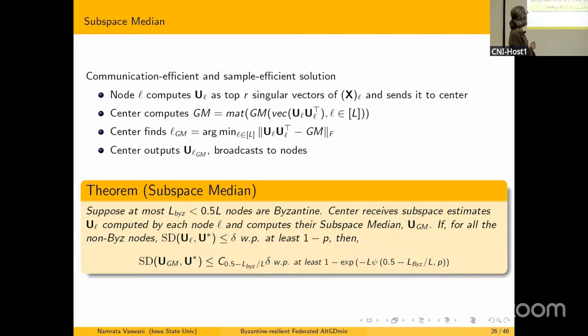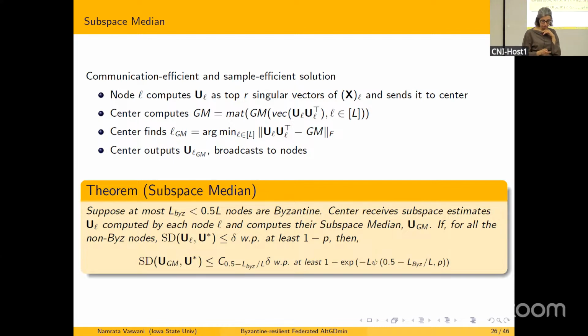Node L computes UL, sends it to the center. Center computes the geometric median, in Frobenius norm now, and then finds the UL closest to this geometric median and outputs that UL. That's it. Very simple intuitive idea, but basically this is the solution to Byzantine-resilient low-rank recovery for a class of problems that I'll talk about. So basically you get robust PCA for free, you get matrix completion Byzantine resilience for free, using the same idea, because the bottleneck was the initialization.